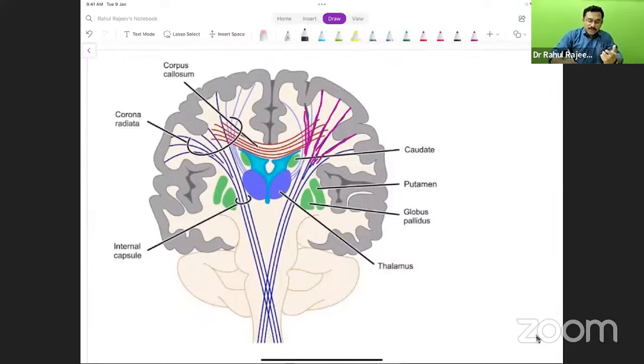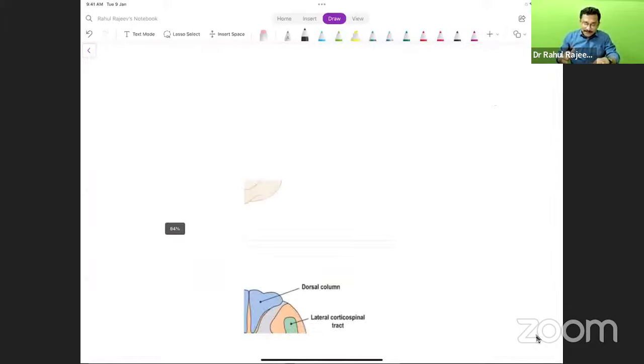And what do you call it, my dear students? This is known as the corona radiata, which is a fan-shaped structure. So it starts off in the cortex, then comes through the corona radiata. Finally, it converges into the region of the internal capsule, where all the fibers are densely crowded, comes down to the level of midbrain, pons, medulla, crosses to the opposite side, descends through the white matter of the spinal cord as the lateral corticospinal tract 80%, and at whichever region it has to supply, will synapse with the lower motor neuron of the spinal cord.